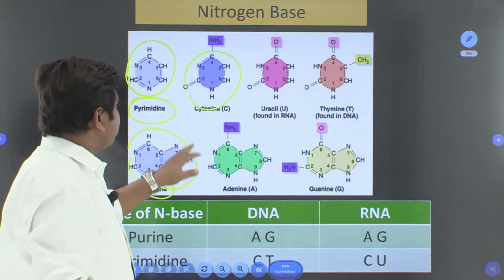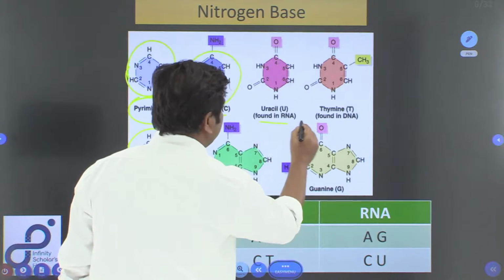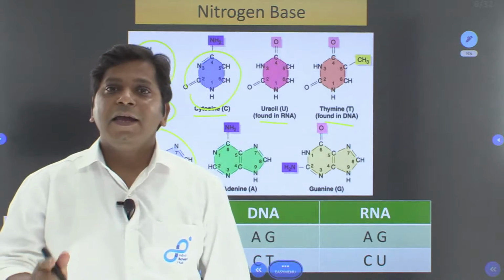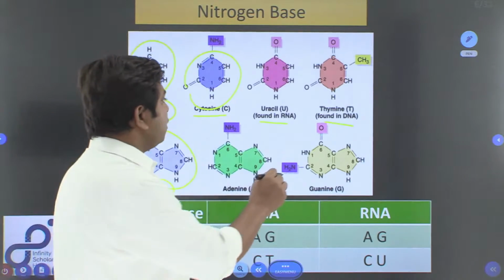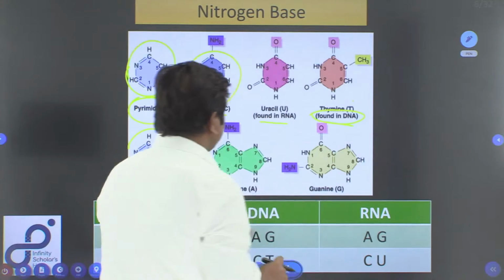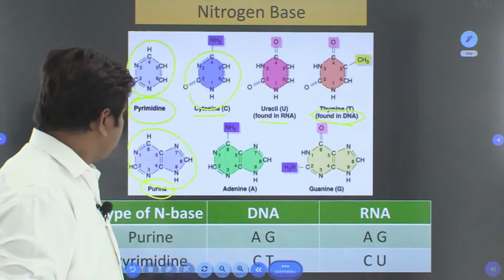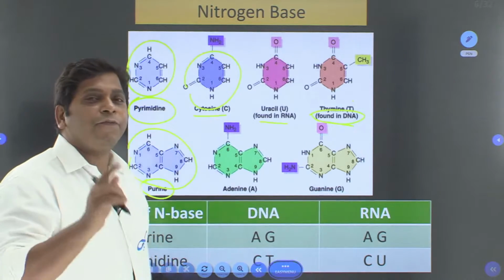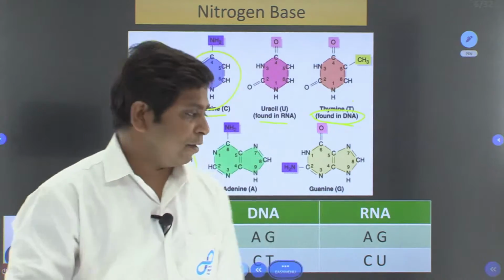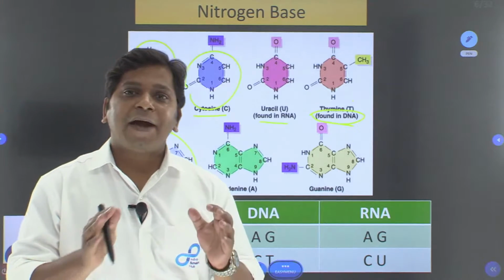So, there are a total of 5 different types of nitrogenous bases present. What are the pyrimidines present? The pyrimidines present in the living system are cytosine, uracil and thymine. Uracil is present in RNA in place of thymine. So, thymine is not present in RNA, it is only found in DNA, whereas uracil is only found in RNA, but not in DNA. But adenine and guanine are fixed, so they are present both in DNA and RNA. So, purines are fixed for both of them, whereas the pyrimidines vary.